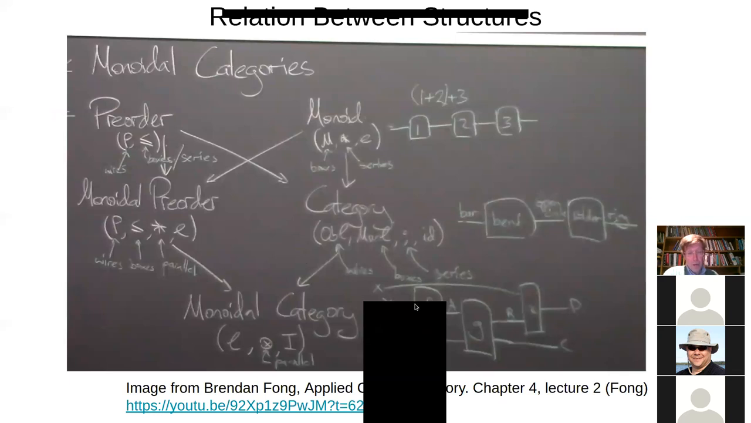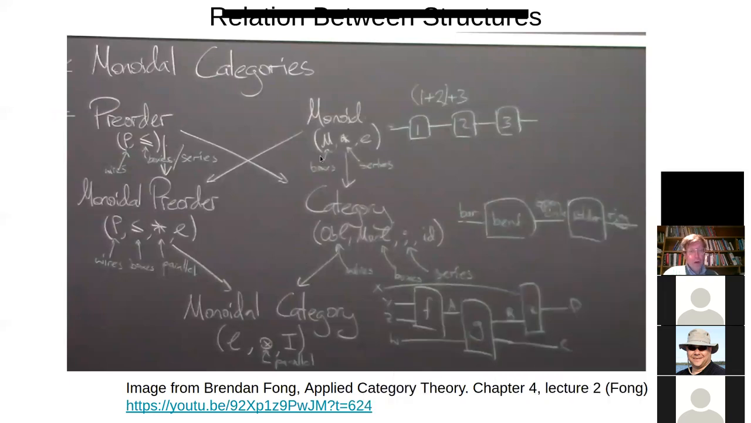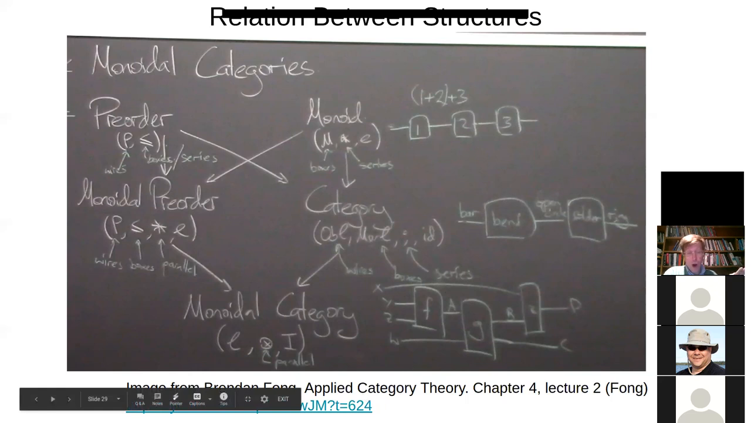Now, this is the thing I wanted to get to though, because monoidal categories provide us this rich language that's really useful in two very important areas of applications. Number one, by allowing us to reason graphically about models of a situation. And this is from Brendan Fong's lecture, which I'd invite you to watch.